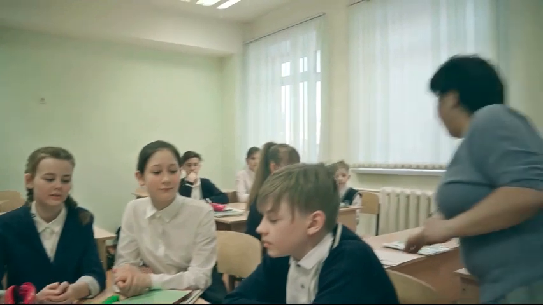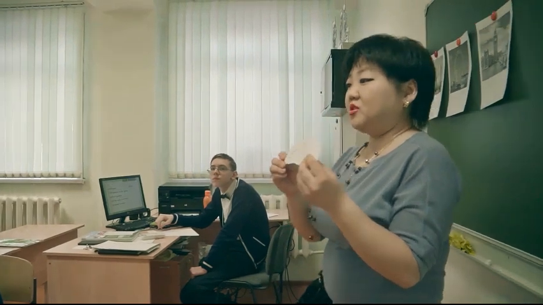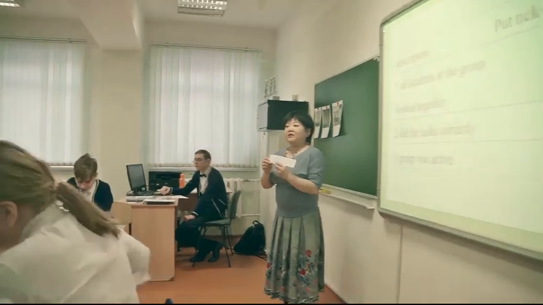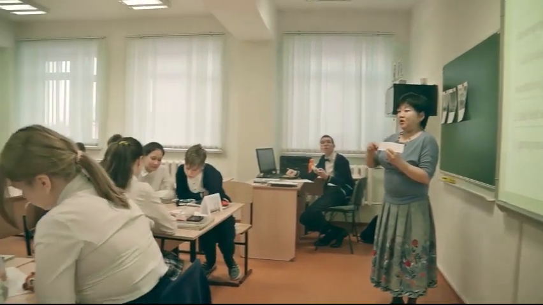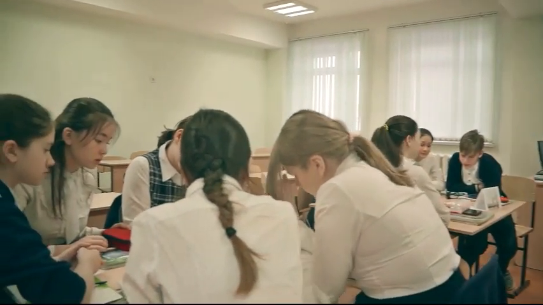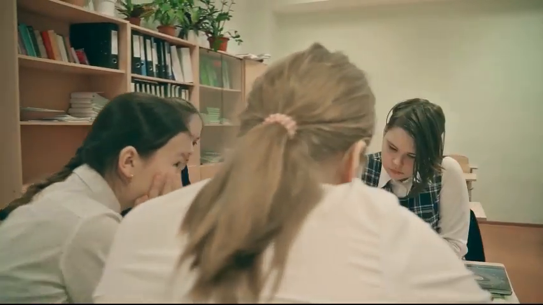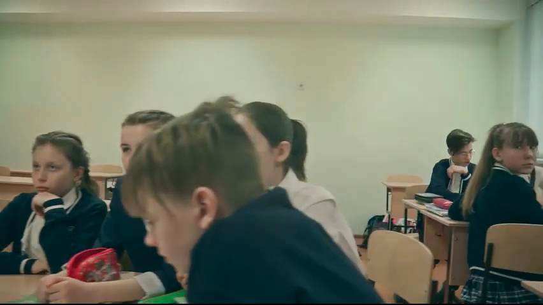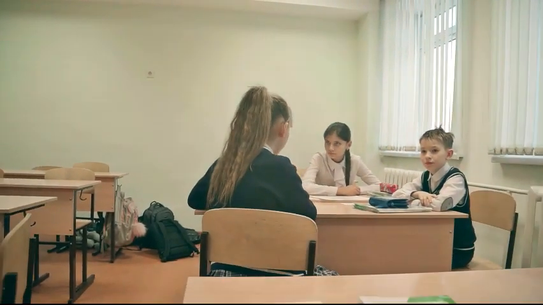Now please, on the table you will see this paper. These papers, you can see the descriptors. You can see it on the board. Okay? At the end of the lesson, you will assess your team, your group. Here you can see the descriptors. All students in the group work together. The second one is that you did all tasks correctly. And the last one is group was active. Not just sitting and that's all, okay? It will be at the end of the lesson, don't forget.